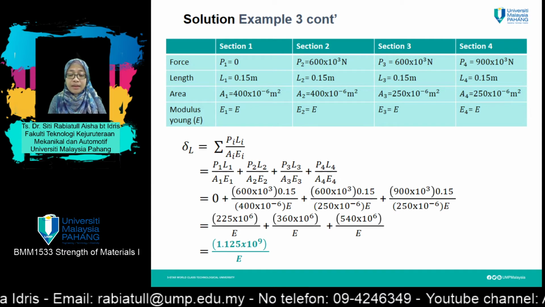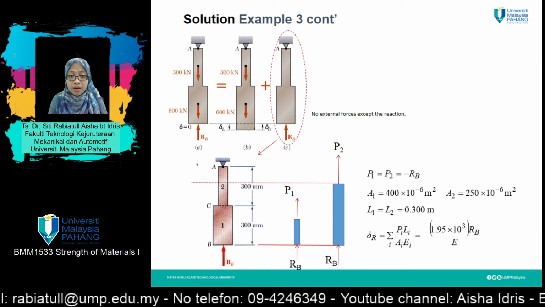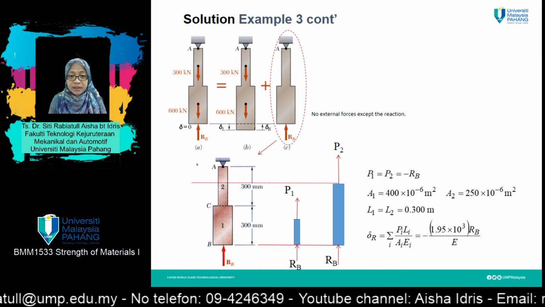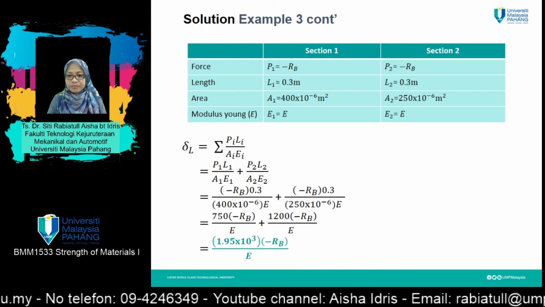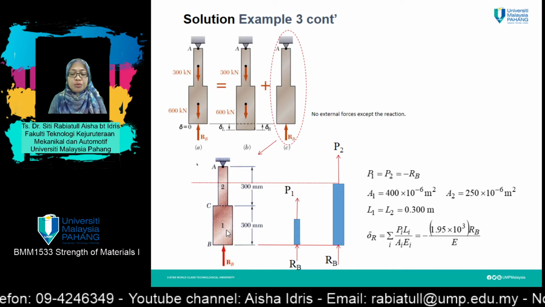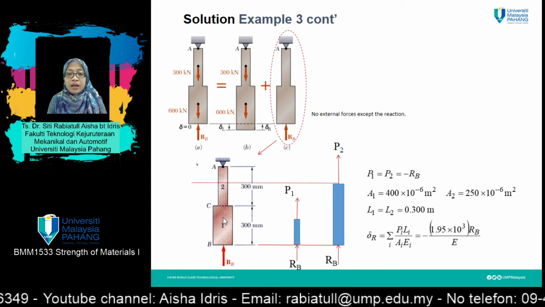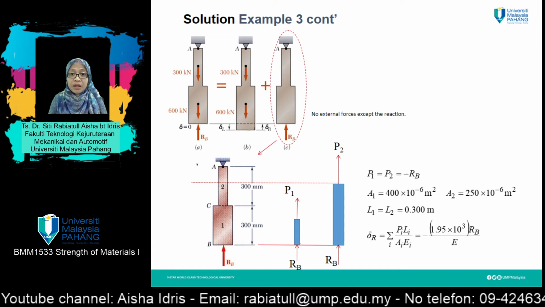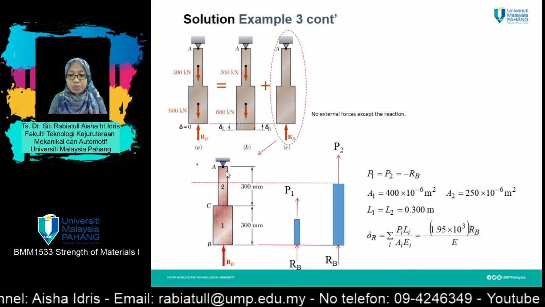So this is delta L. Now let's move on to delta R, which is a deformation due to a redundant load. From this figure, you need to cut into two sections because of the difference in dimension. This one is section 1 and this is section 2.